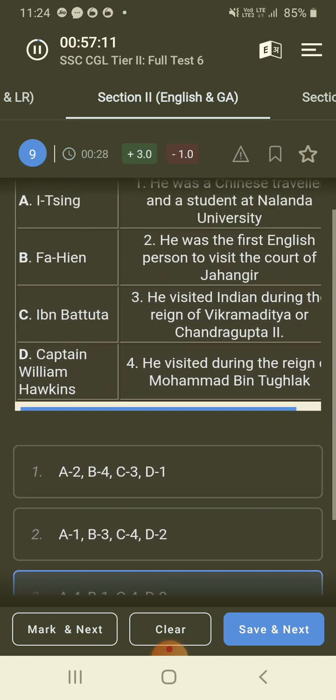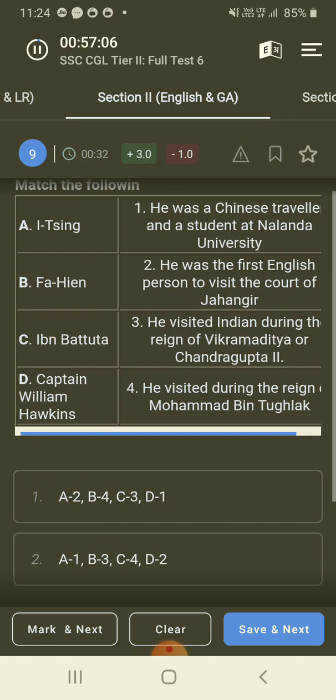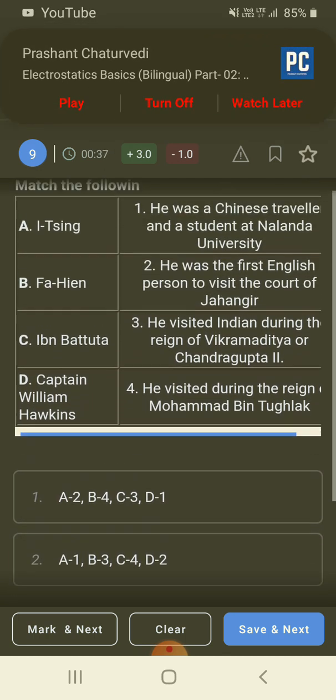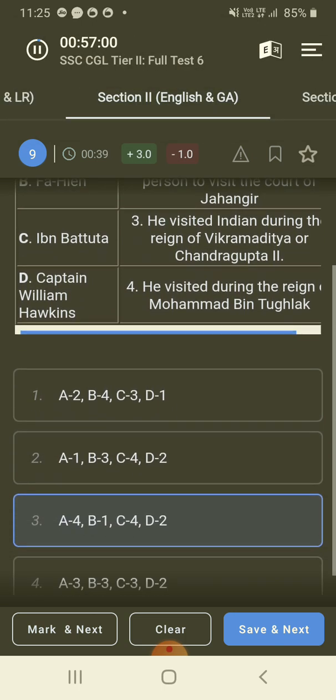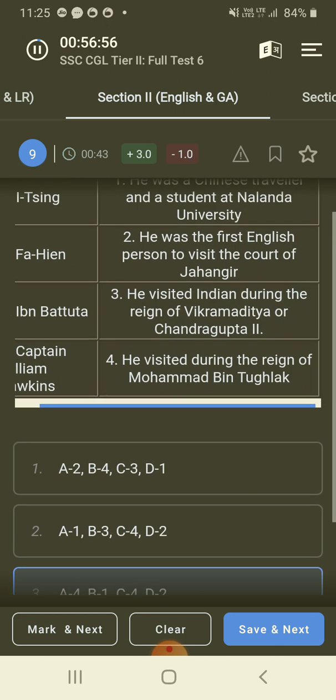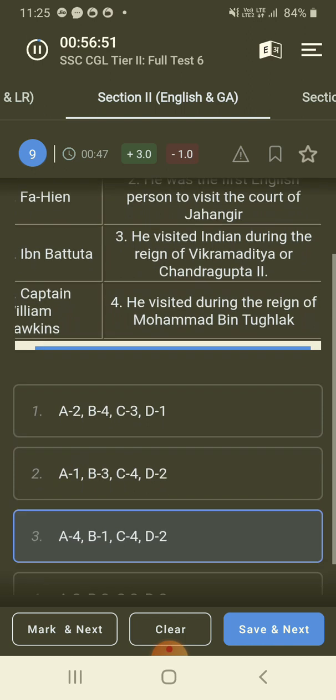Ibn Battuta visited during Raja Muhammad bin Tughlaq. William Hawkins, Jahangir. Eka 4. Said Eka 4. He visited during Raja Muhammad bin Tughlaq. Ibn Battuta.